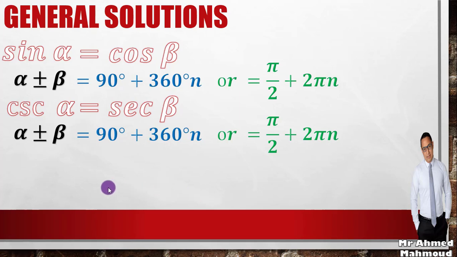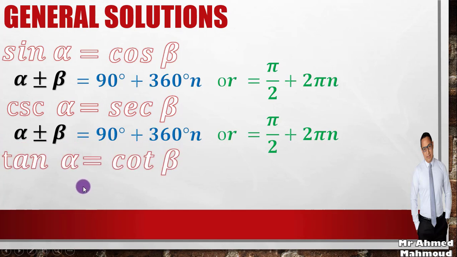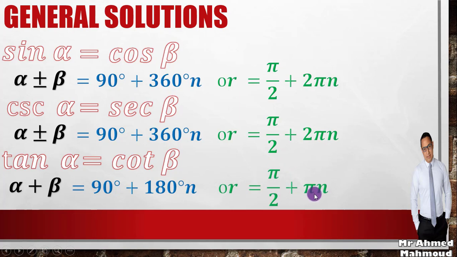Okay, tan alpha equals cotan beta, again tan alpha equals cotan beta, so alpha plus or minus beta equals 90 plus 180n. Again, 90 plus 180n, or pi over 2 plus pi n, like this, pi over 2 plus pi n.